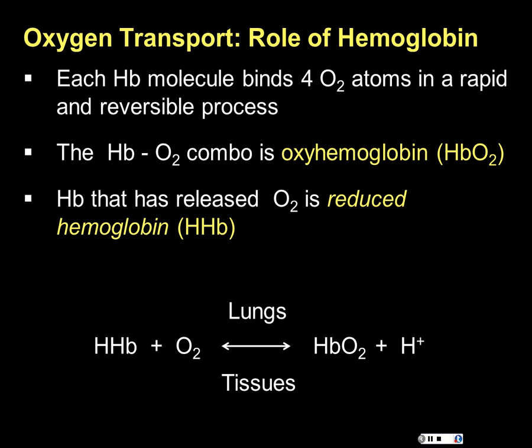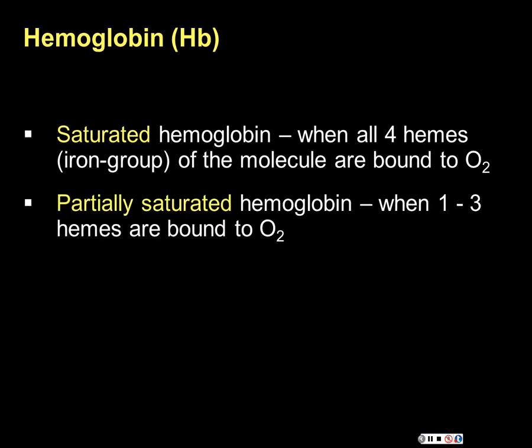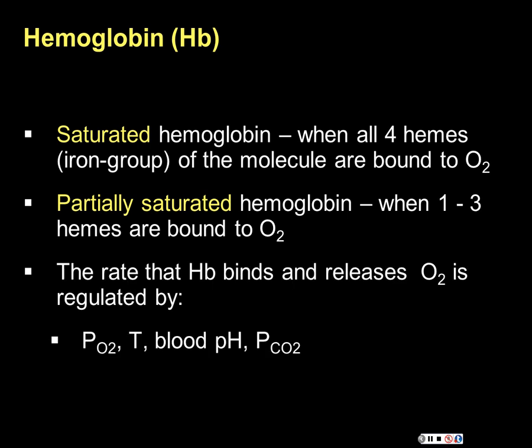How many binding sites does each hemoglobin have for oxygen? 4 binding sites. If all 4 binding sites within a hemoglobin molecule are bound with oxygen, that hemoglobin molecule is considered to be saturated with oxygen, or it may be partially saturated if one or more of the heme groups are not bound with oxygen. So it is either fully or partially saturated with oxygen, excuse me.